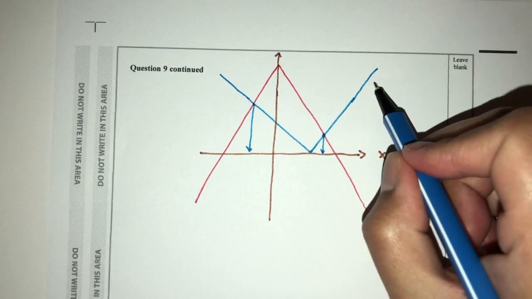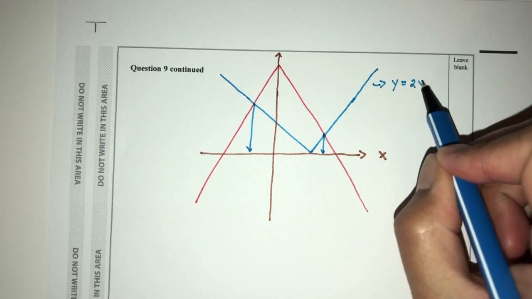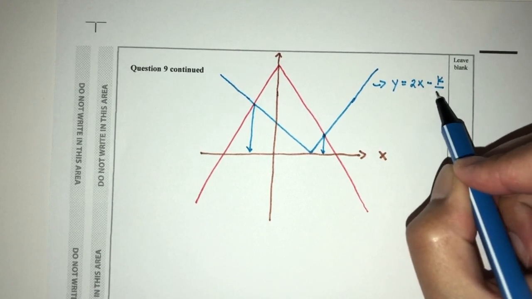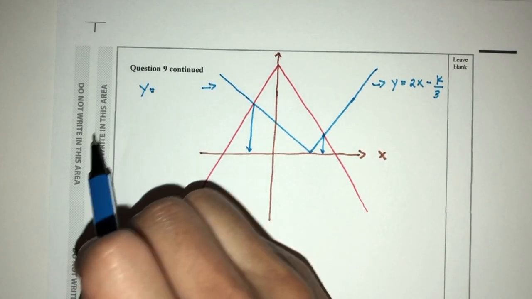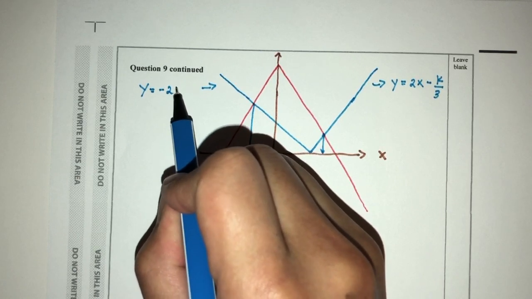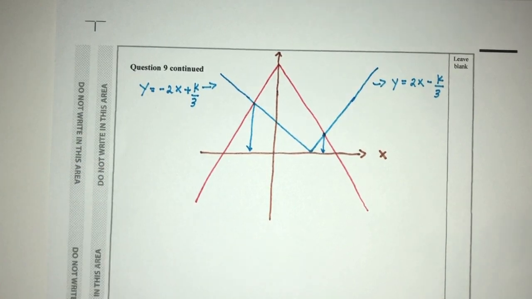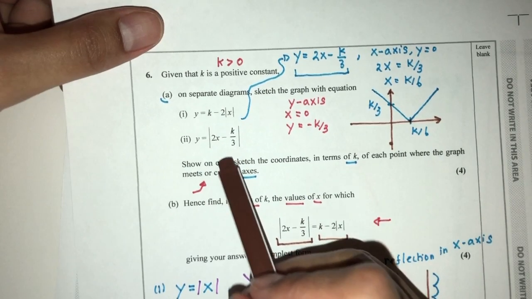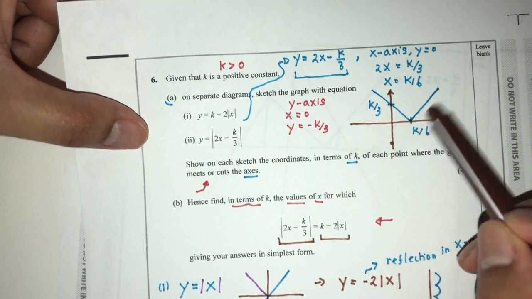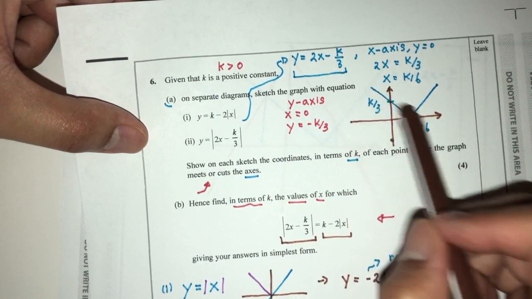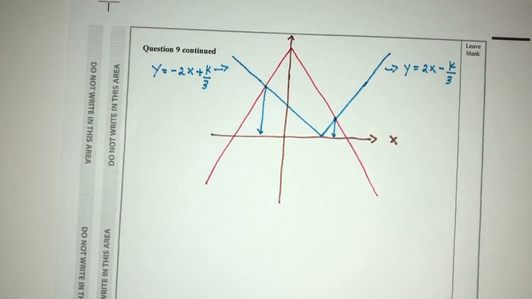So what is that equation? As we have seen, that has to be y equal to 2x minus k over 3, and this has to be y equal to minus 2x plus k over 3, because it was given to you here. This is the modulus graph. Obviously, you can have two possible values. One will be this one, for which we keep it positive outside, and this one will be the value on the negative side. It is going down as well.